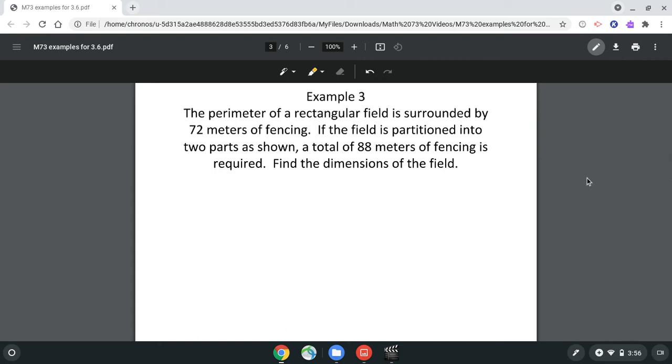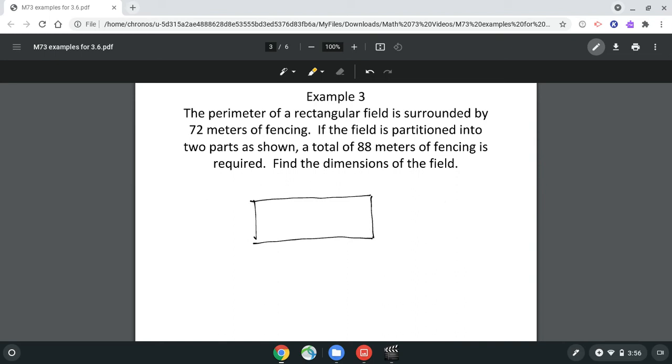Okay, so here, this would actually be a good time to draw. Whenever you're given geometric clues, rectangular field, okay? If the field is partitioned into 2 parts, as shown, it didn't allow me to copy and paste the picture. A total of 88 meters of fencing is required. Find the dimensions of the field.